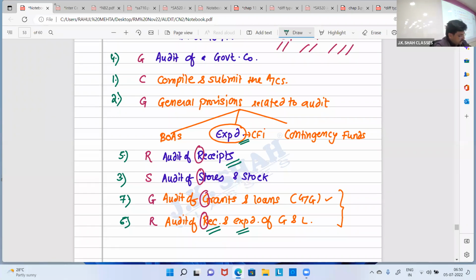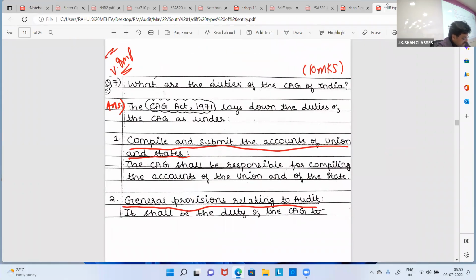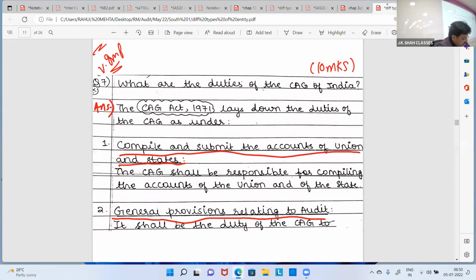Done? Yeah. Come and read that entire answer, please, which is there. This is what are the duties of the CAG of India, as per the CAG Act 1970. Finish reading and keeping it, and if you have the printout, you can read from there, it's not an issue.